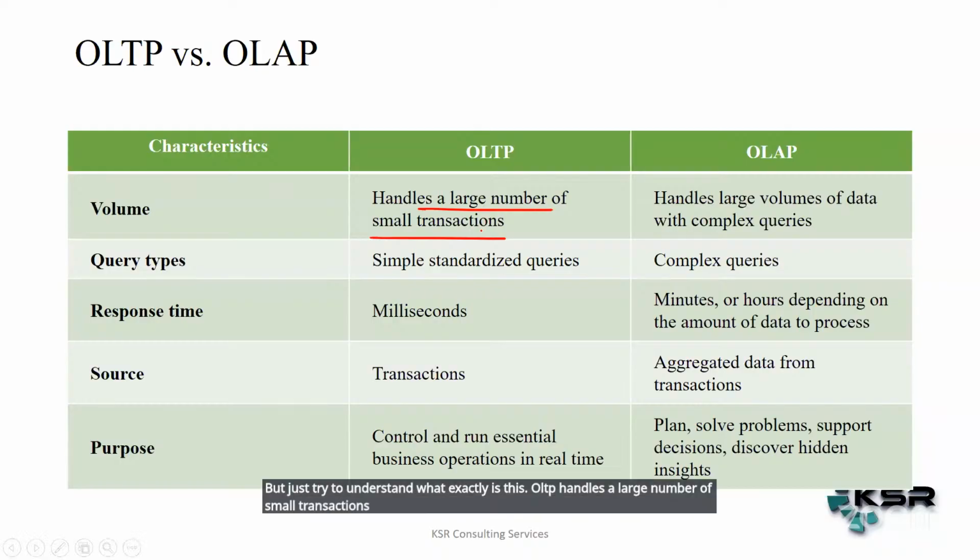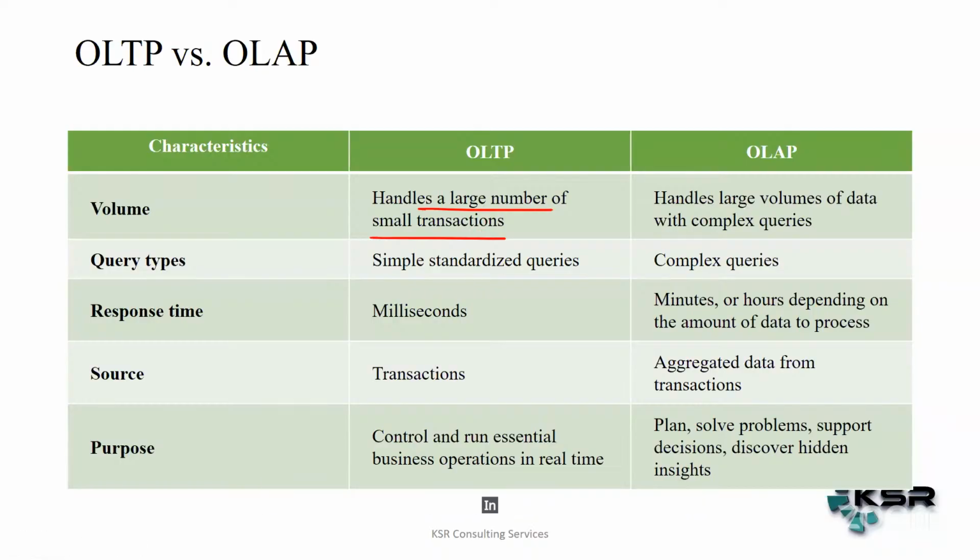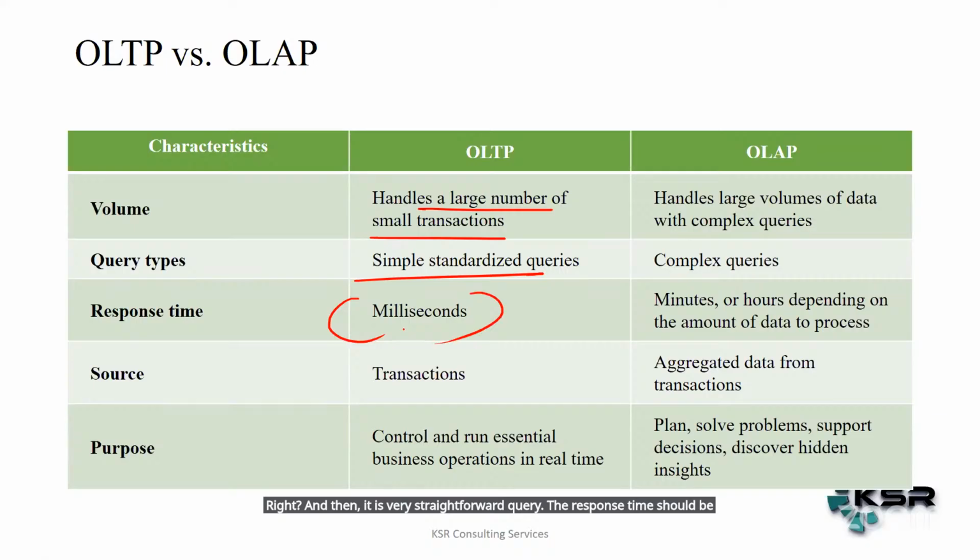That means in a particular day, in one day, you go to the ATM 1,000 times. Even the 1,000 times will get updated, right? And then it is a very straightforward query. The response time should be in milliseconds. The moment you send money to someone, it should be updated within seconds to milliseconds, right?